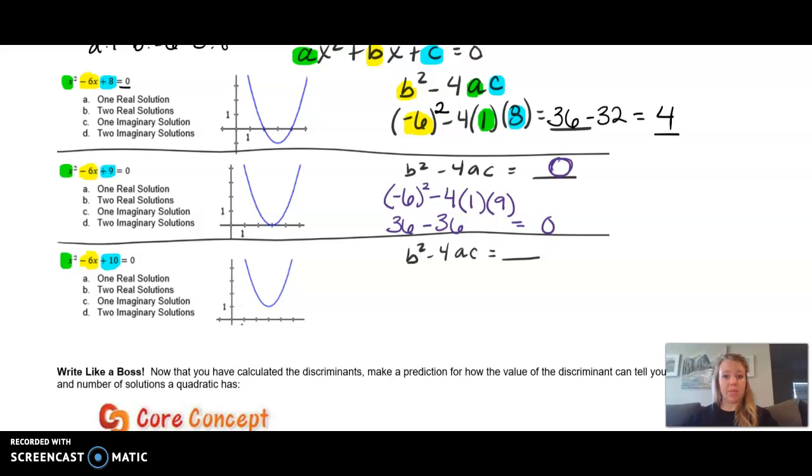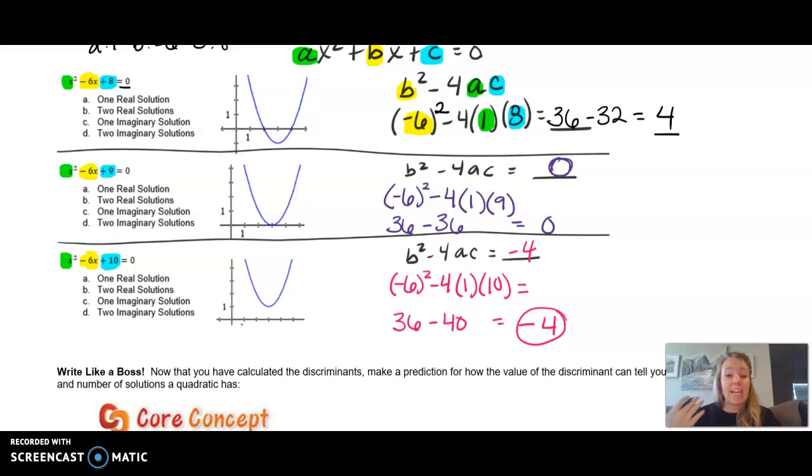And on the last one, when I do b squared minus 4ac, my b is -6 again, -6 squared minus 4 times a, which is 1, times c, which is 10. Here I get 36 minus 40, which gives me a -4. So for these, I have 4, 0, and -4.